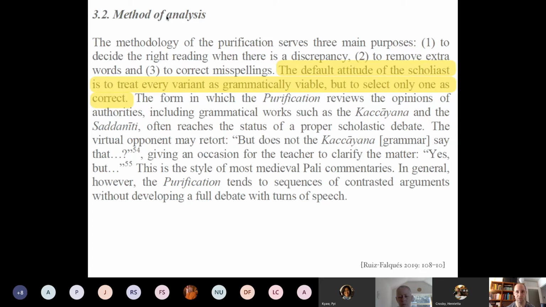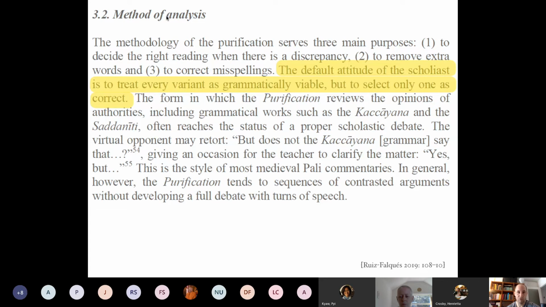They had many manuscripts in front of them on their desk or on the floor, I don't know. And they were comparing different versions of the text, and not all of them read exactly the same text. Sometimes there were very minor variations, and first of all, they had to be able to explain all of them. So the default attitude of the commentator is to treat every variant as grammatically viable. That means even if you have 3 different expressions of the same word in 3 different manuscripts, they will try to make sense of all of them grammatically.